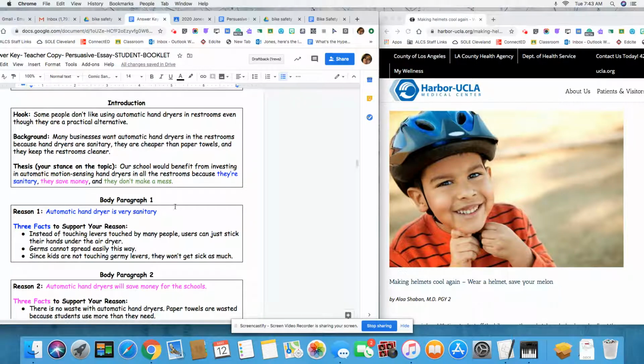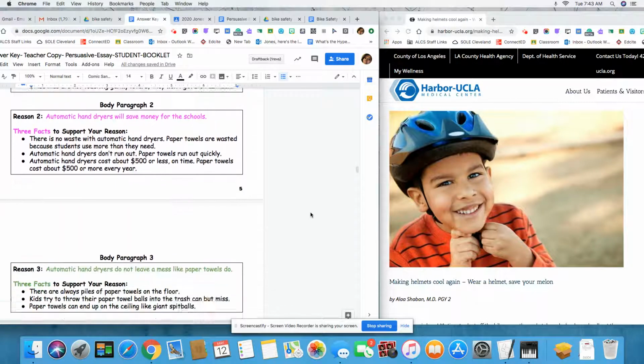Okay, so anyway, I said my reason right from my thesis, so you're not reinventing another reason, guys. You are pulling it right out of your thesis. And then you're going to give me 3 facts to support your reason. All right, so what I've done is I went ahead and pulled up an article from that list of articles I gave you to initially read. And this one was from the article, Making Helmets Cool Again, Wear a Helmet, Save Your Melon.